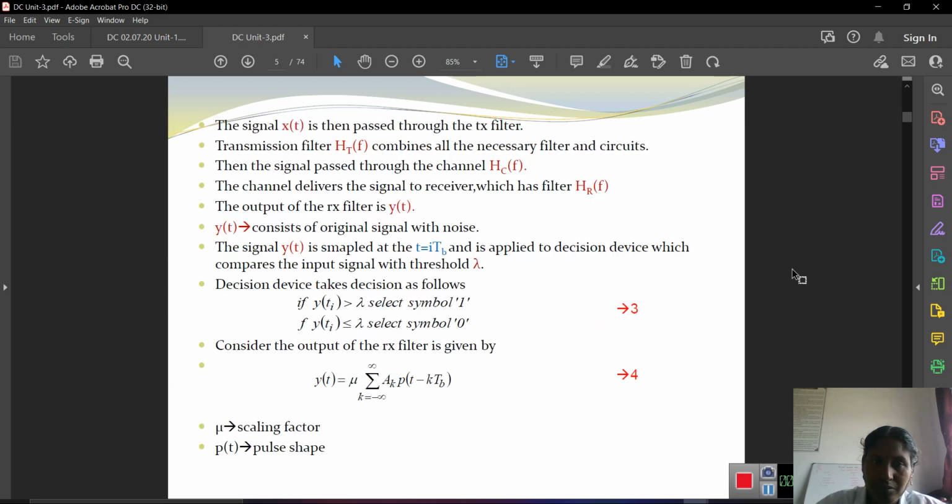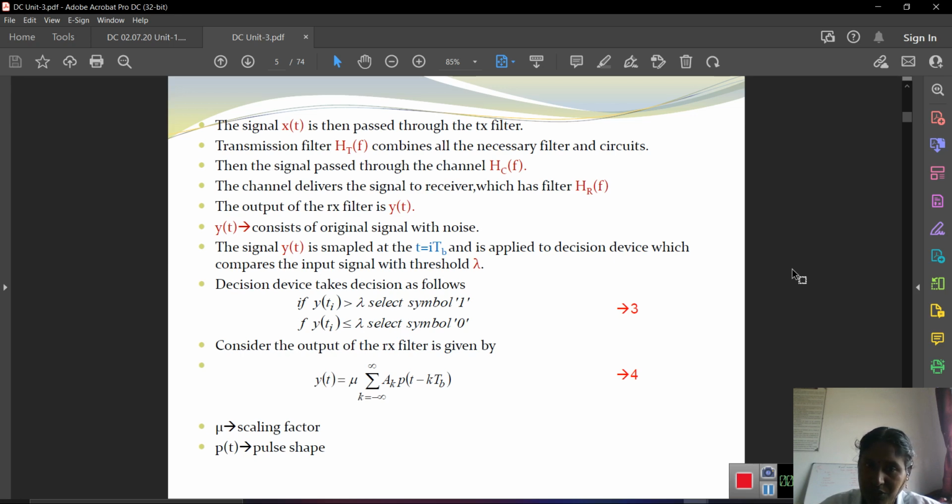Then the signal X of T is passed through the transmitter filter H T of F, combining all the necessary filters. Then H C of F is the channel, and the signal passes through the channel. The channel delivers the signal to the receiver with the receiving filter H R of F. The output of the receiver filter is Y of T. These are the parameters of the ISI block diagram. Y of T consists of the original signal with noise.